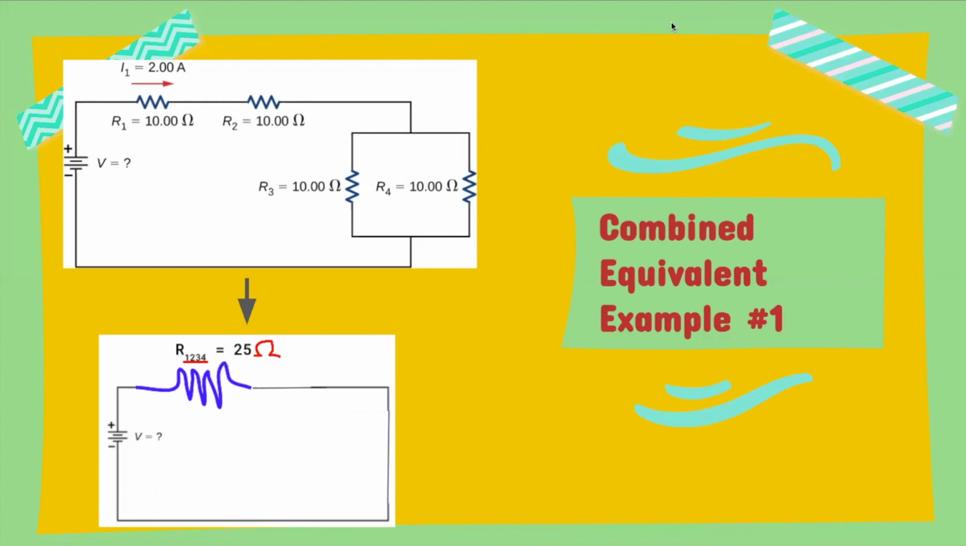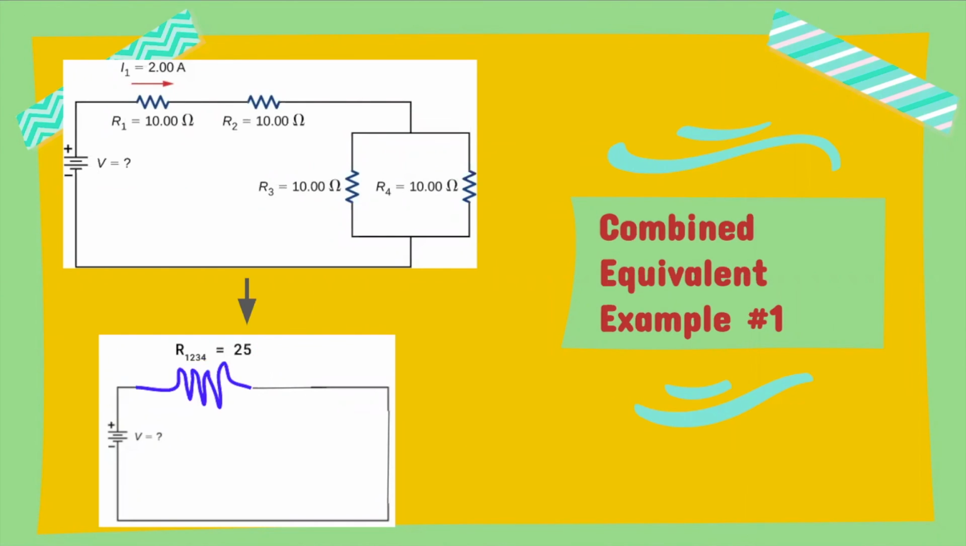Notice that because this is a combined equivalent resistance, I don't get a 40. I don't get 10 plus 10 plus 10 plus 10 because it wasn't all in series. And I don't get 2.5 because it's not all in parallel. I'm going to get some number between those because it's a combo. So for series and parallel together, I'm expecting some number in between, some number less than 40. 40 would be if they were all in series, and greater than 2.5, which is what it would have been if they were all in parallel.